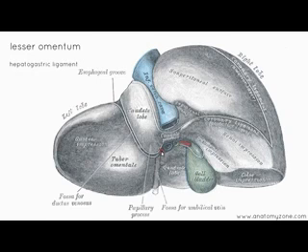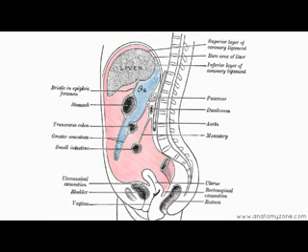And the lateral part is called the hepato-duodenal ligament. So hepato, liver, duodenal referring to duodenum. So this passes between the duodenum and the liver. I've just switched back to this diagram and I'll show you what we've just talked about.